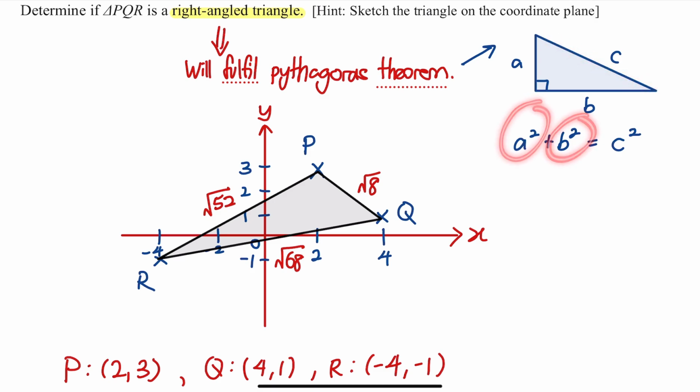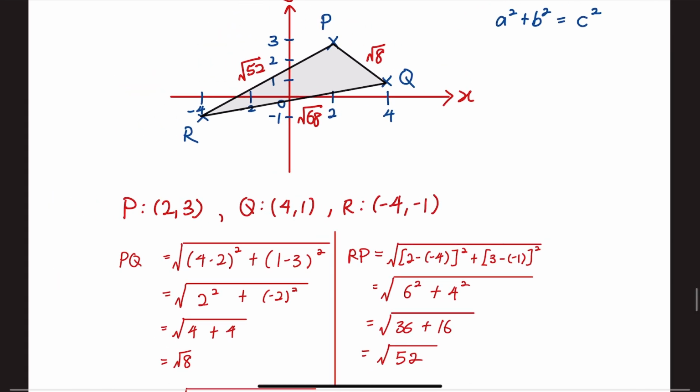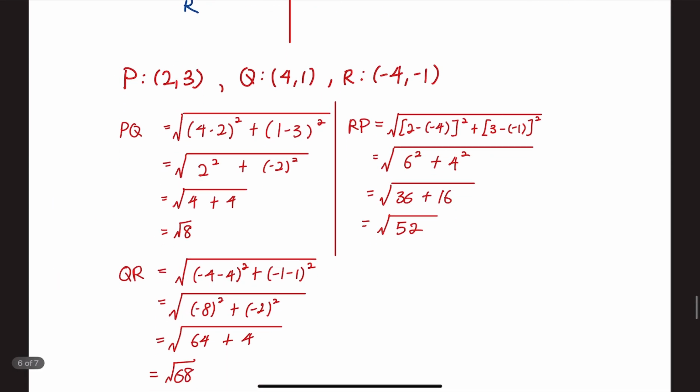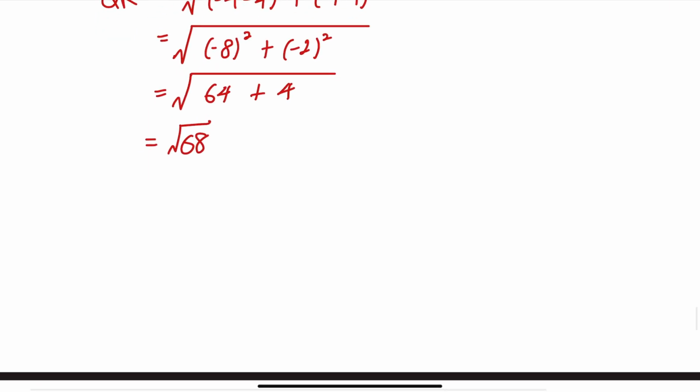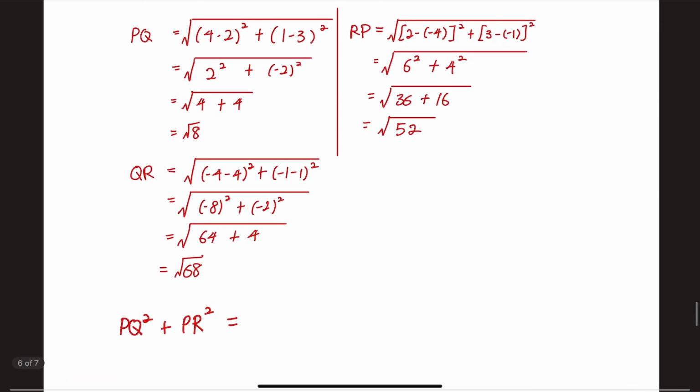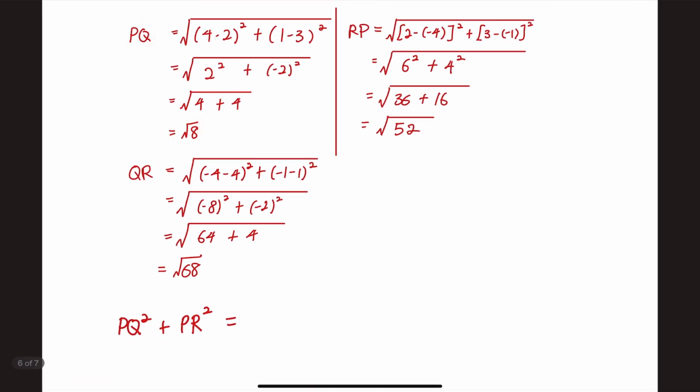From this part here. Okay, so over here I know that the two shorter sides are RP and PQ. So let's check. PQ square plus PR square is the sum of the two shorter sides. PQ is root 8, so PQ square is simply 8, plus PR is root 52, so PR square is simply 52. And this is equal to 60. Then QR square, the longer side, is simply equal to 68.